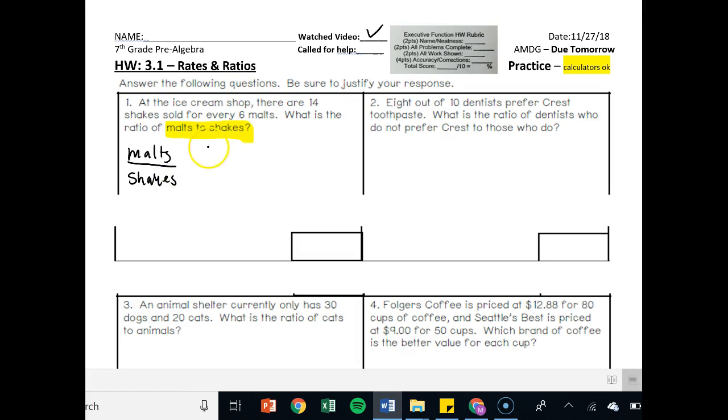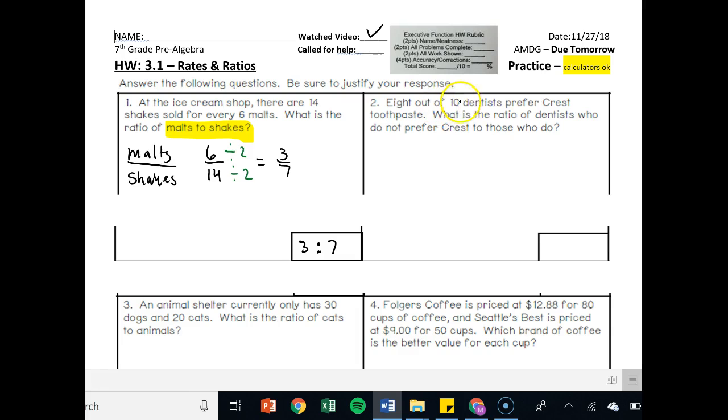There are 6 malts for every 14 shakes. So you notice how you read that, it kind of got flipped. And then we'll go ahead and divide. And so we get an answer of 3 over 7. Now let's write our ratio of 3 to 7, right? So there's our ratio. For every 3 malts sold, there are 7 shakes sold, right?